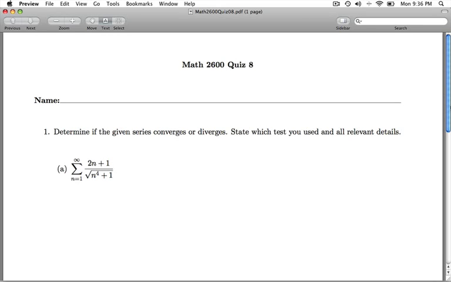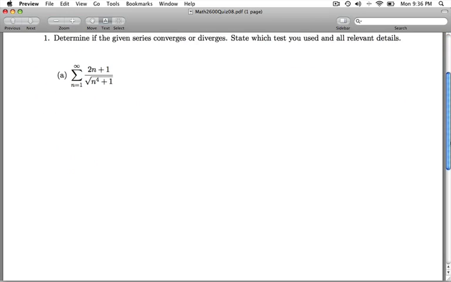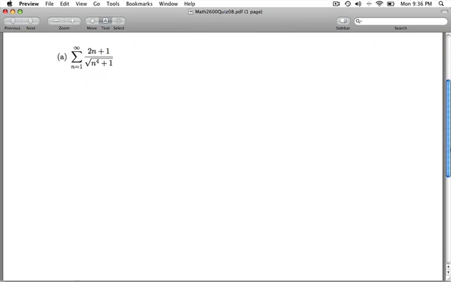Hi folks, this is Calc 2 Quiz 8. We're asked to determine if the given series converges or diverges and state which test you use and all the relative details. So here's letter A.